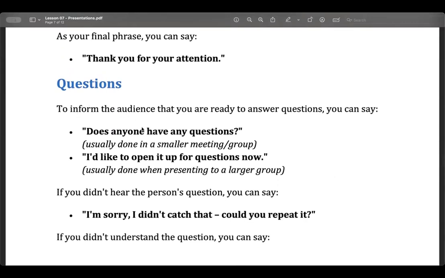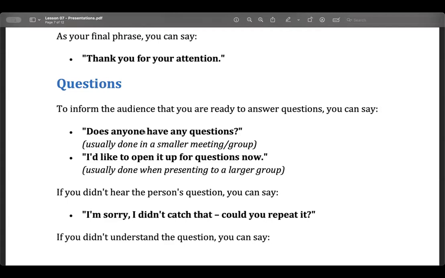Questions. To inform the audience that you are ready to answer questions, you can say, does anyone have any questions? Usually done in a smaller meeting or group. I'd like to open up for questions now. Usually done when presenting to a larger group.